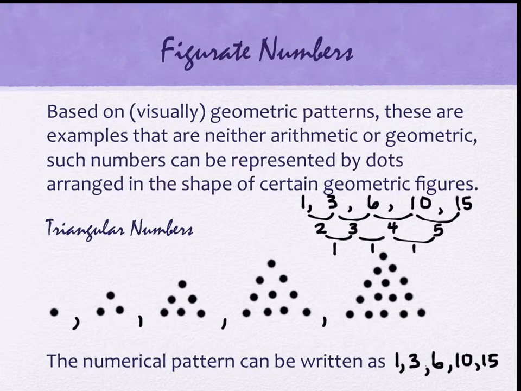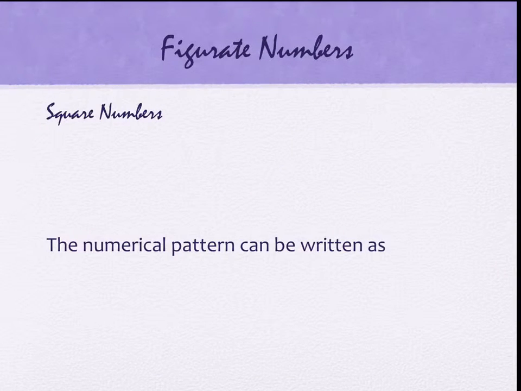It doesn't have a common difference. Those were 2, 3, 5. You know, those are not the same, but they have a common second difference. We also have square numbers, and so square numbers look something like this.